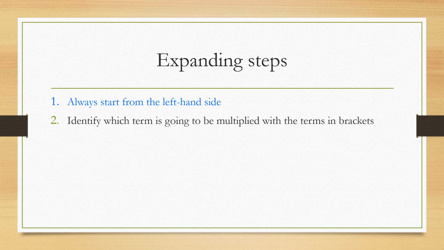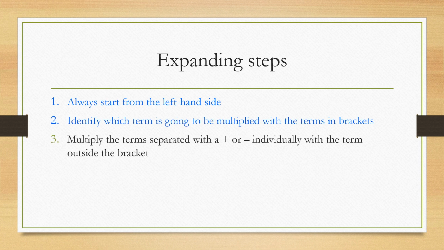Outside the bracket, that's going to be multiplied with the terms inside the bracket. And then what you're going to do is multiply the terms separated with a plus or a minus sign individually with the term outside the bracket. As I said, with the term outside the bracket, that's the one that you identified in step 2. And then move to the next term. When you move to the next term, you're going to be doing the same thing, from left-hand side to the right-hand side.